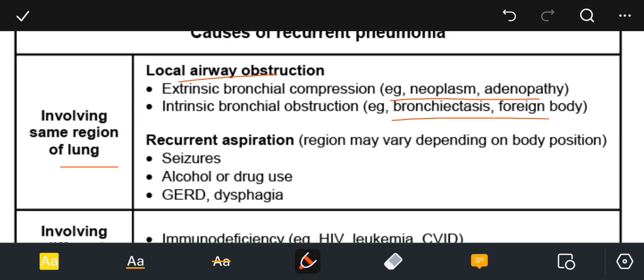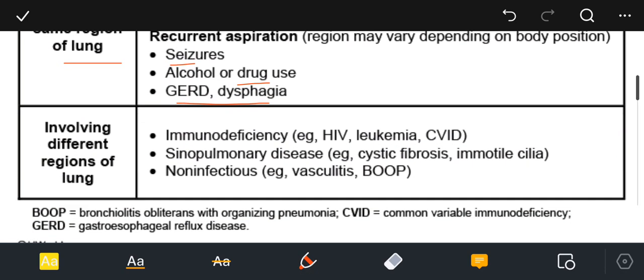Recurrent aspiration, where the region may vary depending upon the position, seizures, alcohol or drug use, and GERD and dysphagia. Involving different regions of the lung, it can be because of immunodeficiency like HIV, leukemia, or common variable immunodeficiency. Sinopulmonary disease, for example cystic fibrosis and immotile cilia. Non-infectious, for example vasculitis and BOOP, that is bronchiolitis obliterans with organizing pneumonia.